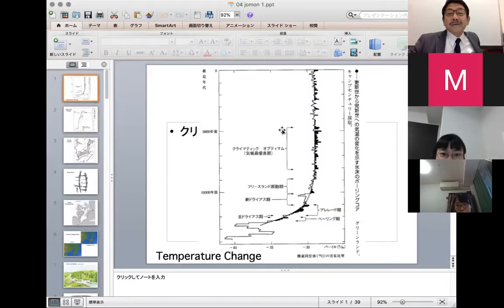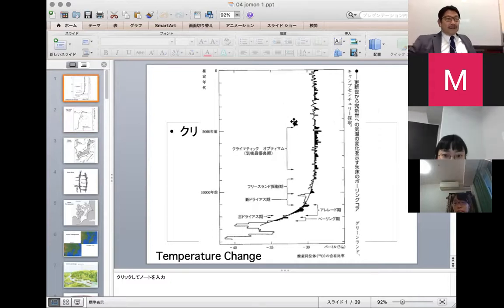Let me go back to this. You see, this area is the peak. It's the warmest time, and it's kind of going down a little bit, little by little. See, it's a declining phase we are living in.